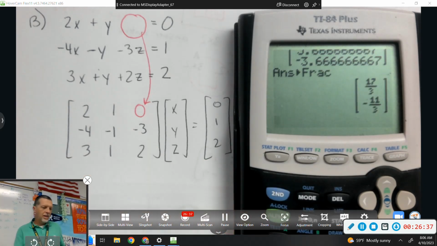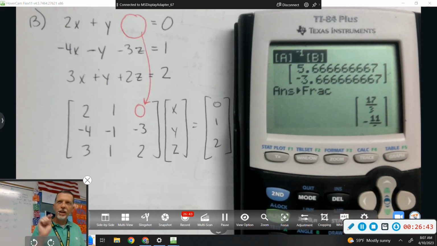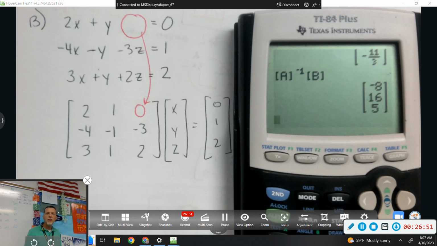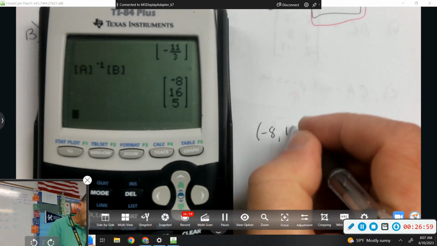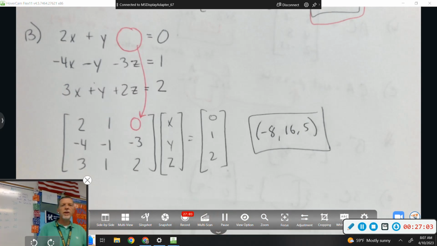And you could go in and type A inverse times B, but you could also just scroll up, and you've already typed it in once, so you can just go get it. And it will do it again with the new A and the new B. And so there's my X, Y, and Z. And I'm just going to write that as an ordered triple this time. And there's my answer.